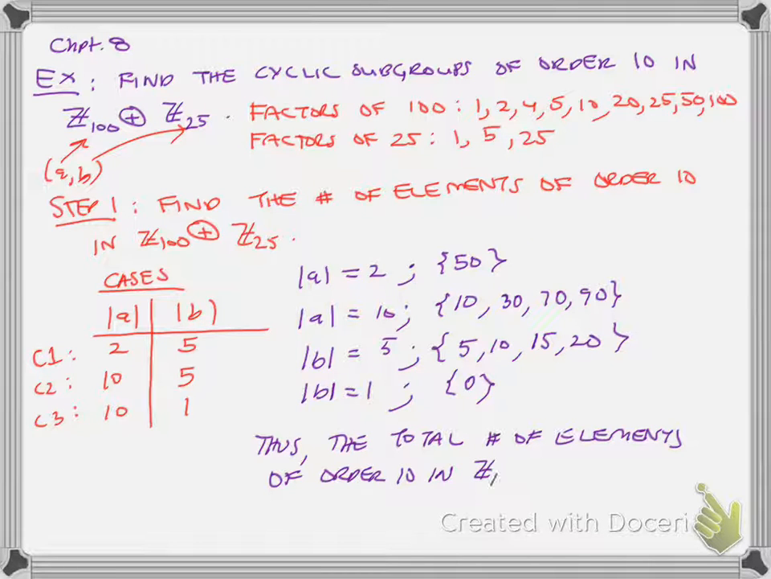in Z100 cross Z25. Oh, I say cross because I'm used to doing the cross, the multiplication symbol, for direct products, but I'm trying to stay consistent with your book's notation, so I'll stay consistent with the book. Okay. So the total number of elements of order 10 in Z100 cross Z25 will be 24. 24 different combinations we can have.